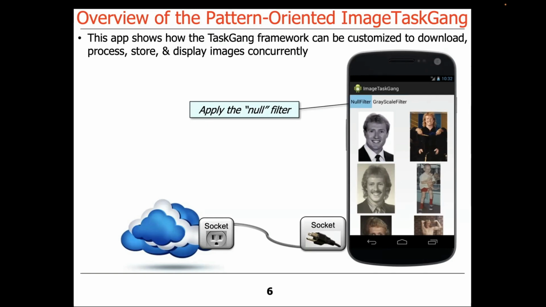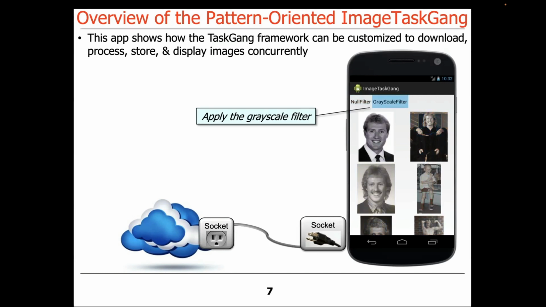Now, one of the filters is the so-called null filter, which doesn't do anything as the name implies. We just kind of put that in there to show what the images look like when they're downloaded. But there's also another filter, which is the grayscale filter. And as you can see, it applies the grayscale algorithm to get rid of the color.